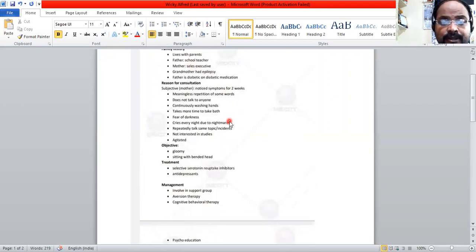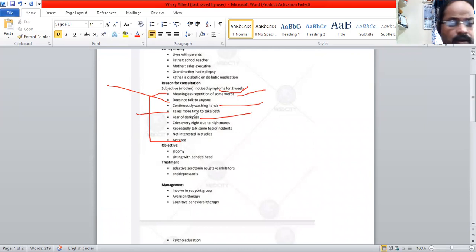What's the reason for the consultation? When his mother came to us for consulting about Wicky, she reported that Wicky had the following problems. These are the symptoms that she observed for the past 2 weeks. Number one, meaningless repetition of some words, does not talk to anyone, continuously washing hands, takes more time to take a bath, fear of darkness, cries every night due to nightmares, repeatedly talks about the same topics or incidents, not interested in studies, agitated.